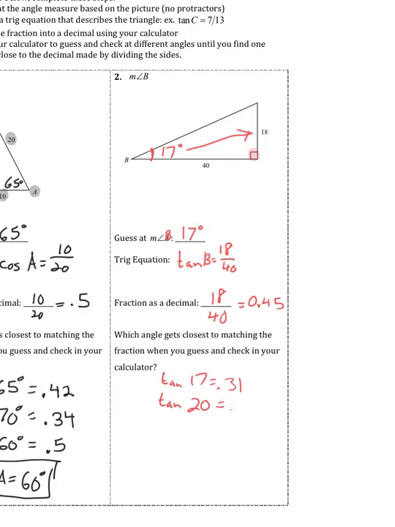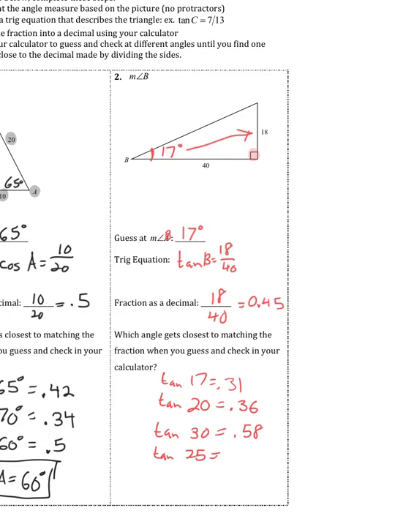Tangent of 20 is 0.36, so we're getting closer. Let's try tangent of 30. Okay, and we just try and keep guessing until we get something closer. Tangent of 30 is 0.58. So that's too high, so it's got to be between 20 and 30.